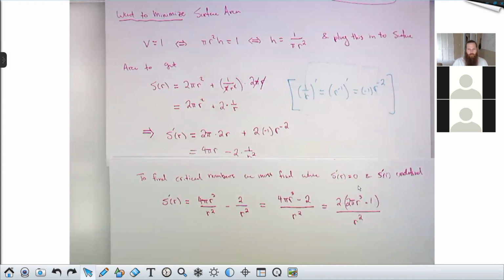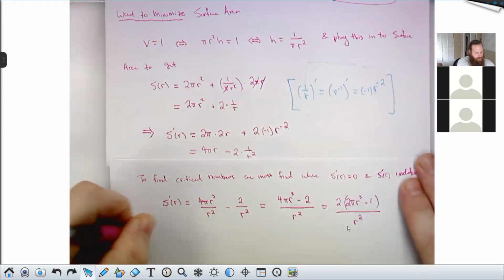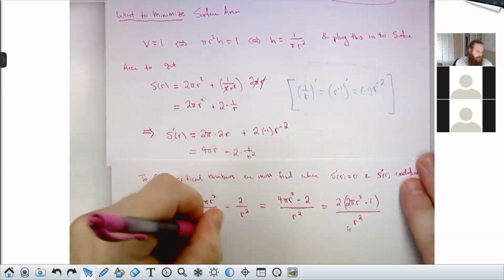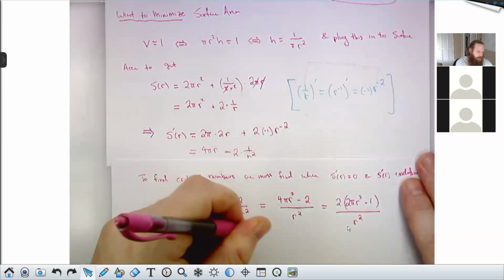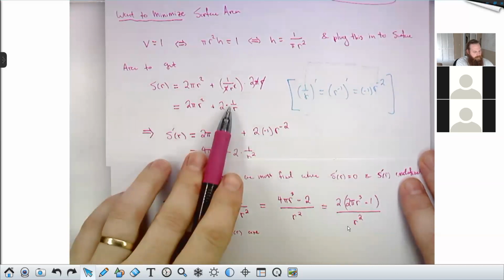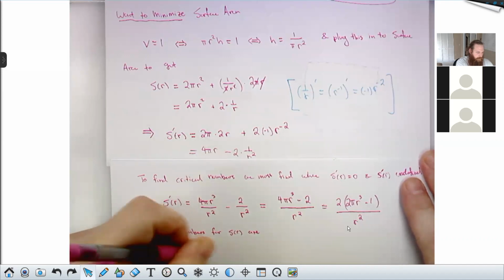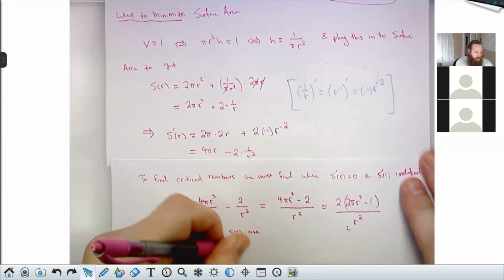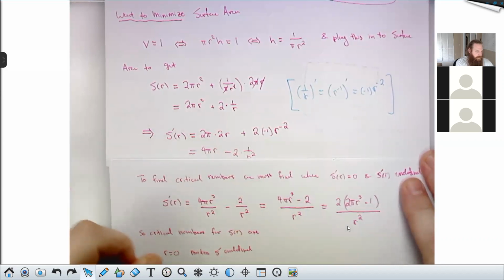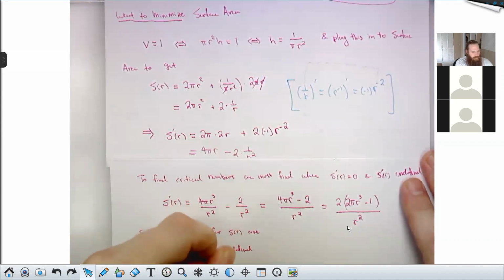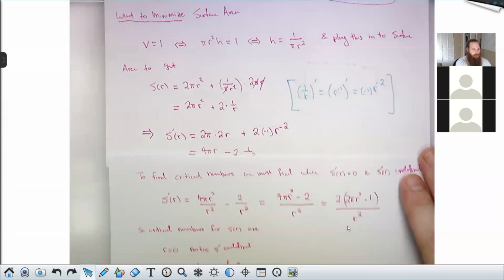So S primed will be 0 when the top is 0, and S primed will be undefined when the bottom is 0. So critical numbers for S of R are, let's see, R equals 0 isn't actually in the domain. R equals 0 makes S primed undefined, but isn't in the domain of the original. So we don't need to worry about it.